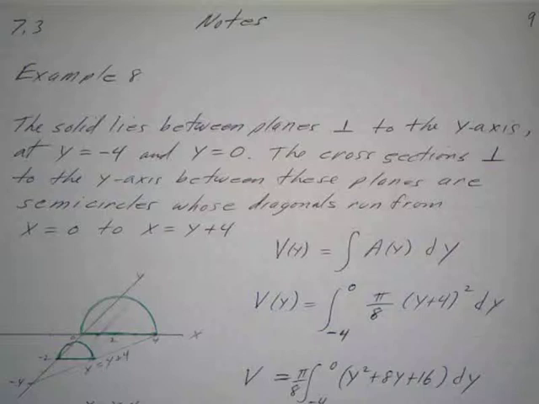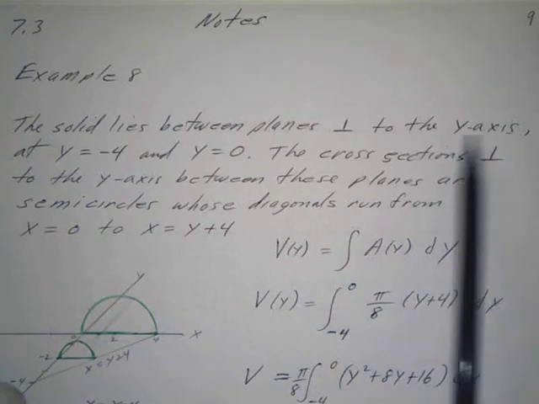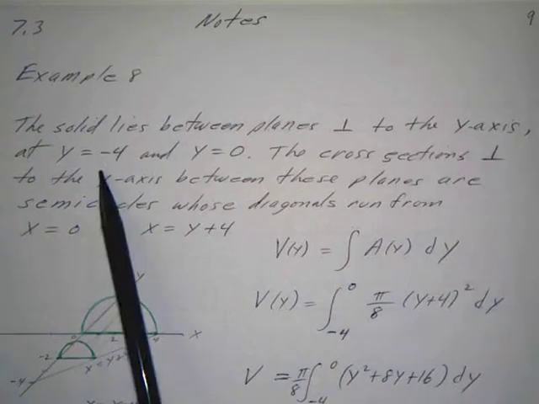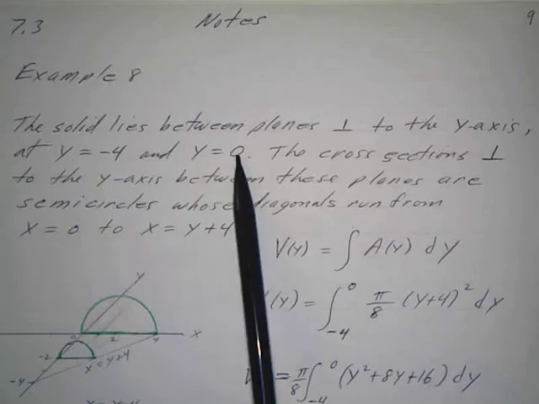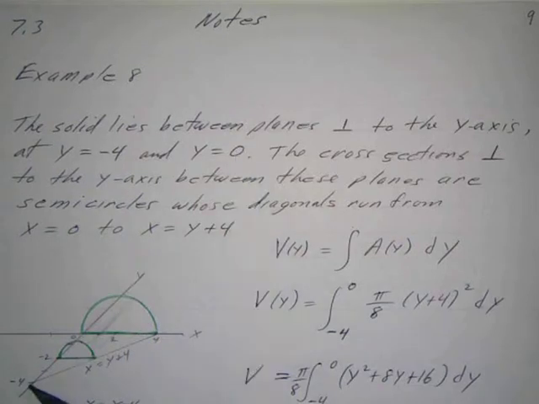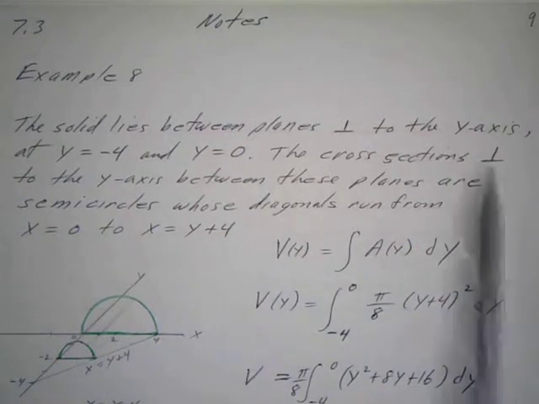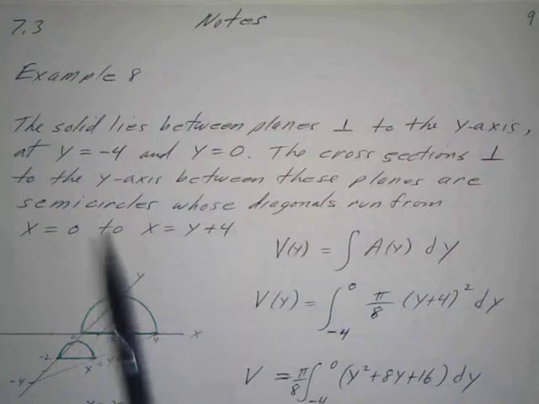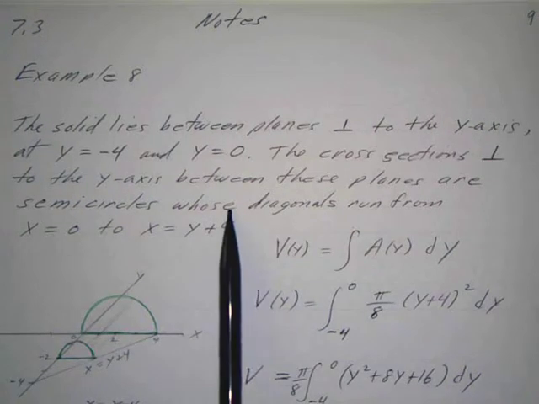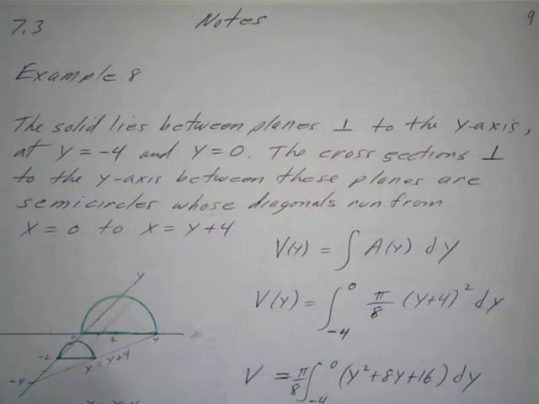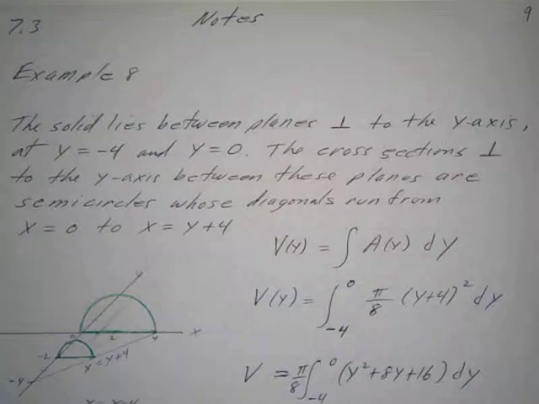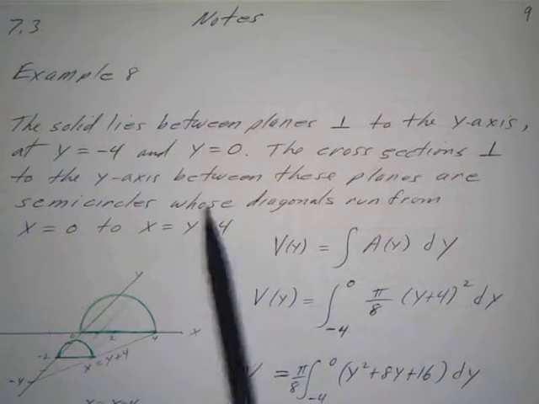Now we're going to do this with respect to y, and the solid lies between planes perpendicular to the y-axis at y equals -4 and 0. So these are planes perpendicular to the y-axis at -4 and 0. The cross sections perpendicular to the y-axis between these planes are semicircles. So we haven't done semicircles either. So this is a new kind of cross section, and now with respect to y. So another little variation, a couple variations.